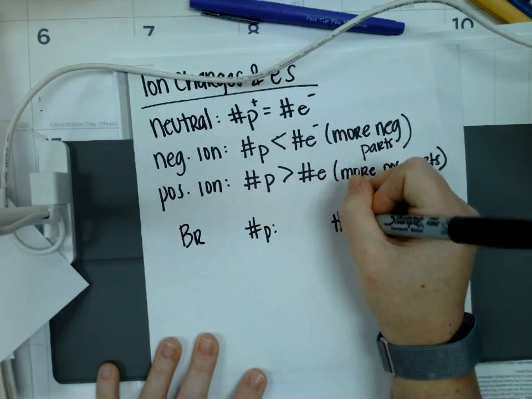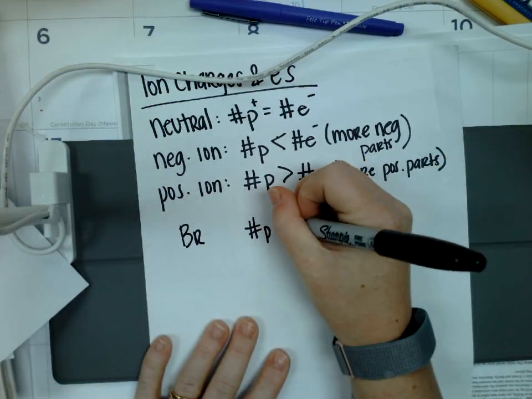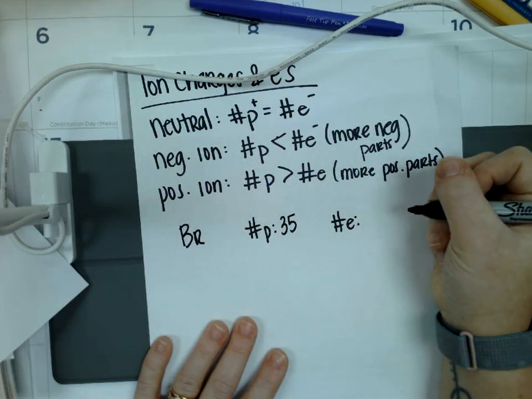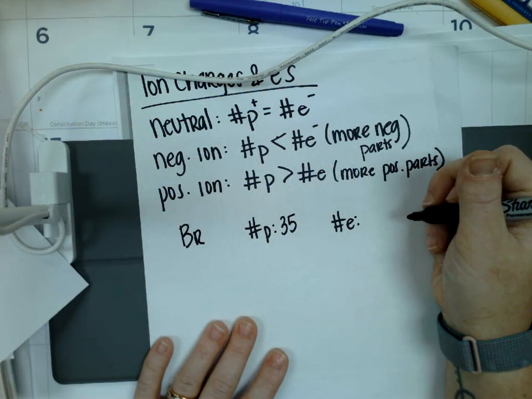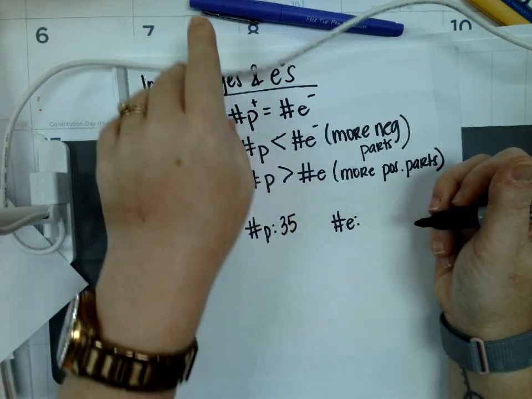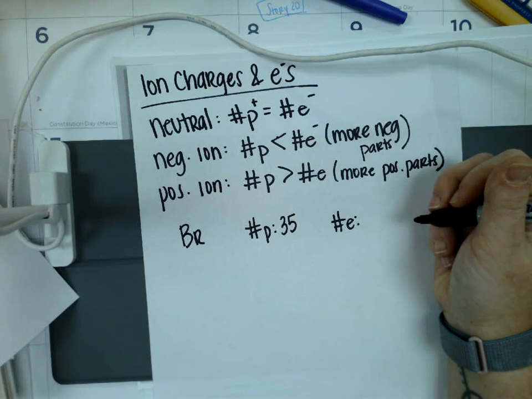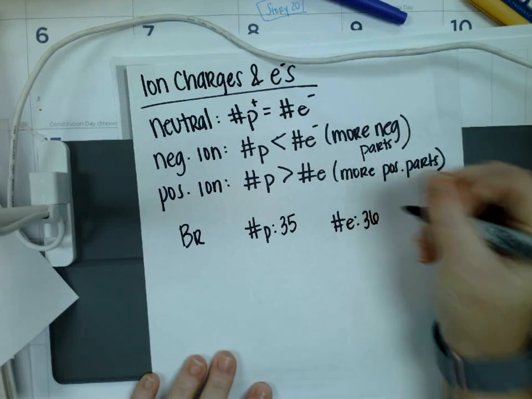we want to know the number of protons because the periodic table gives us that. And if you look on the periodic table, it tells us that the number of protons is 35. Remember, the number of protons is the atomic number. That does not change, so we cannot change charge based on proton changes. Then for electrons, I'm going to say we have 36 electrons.